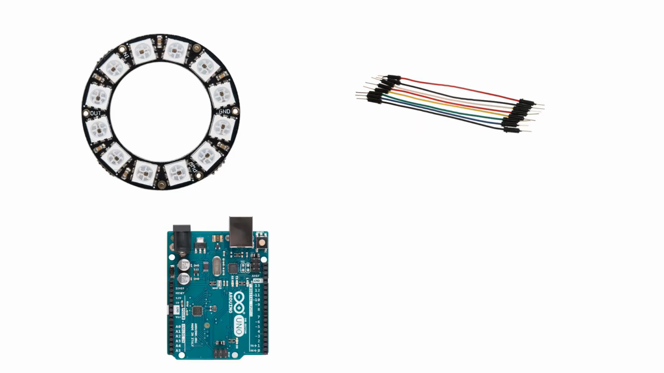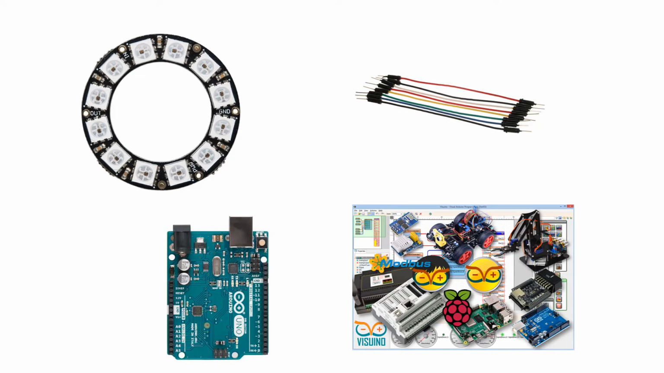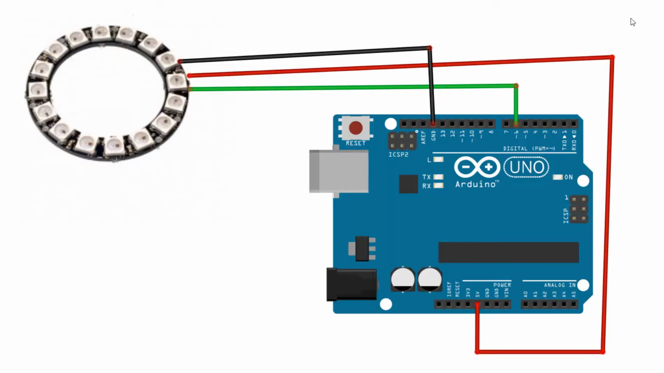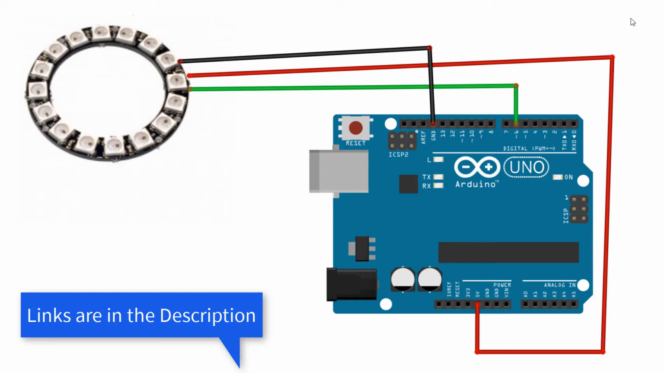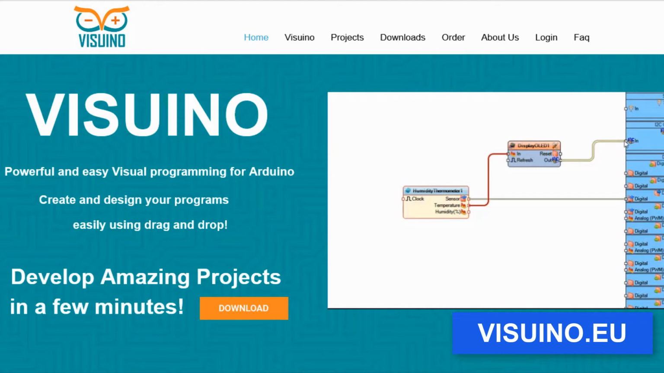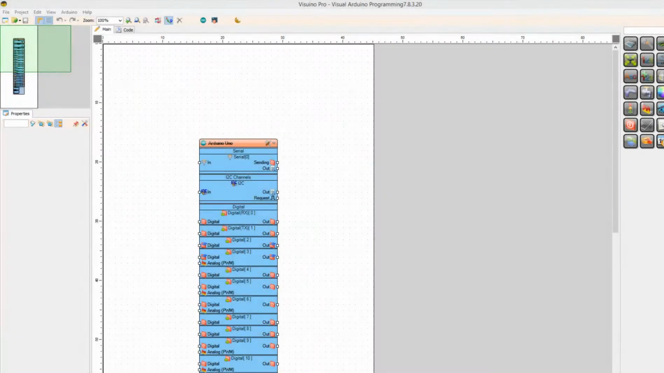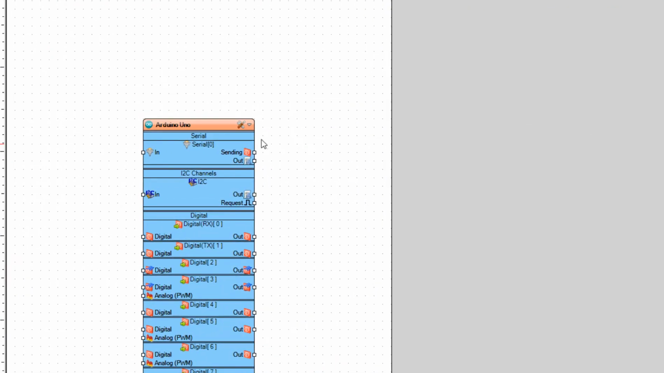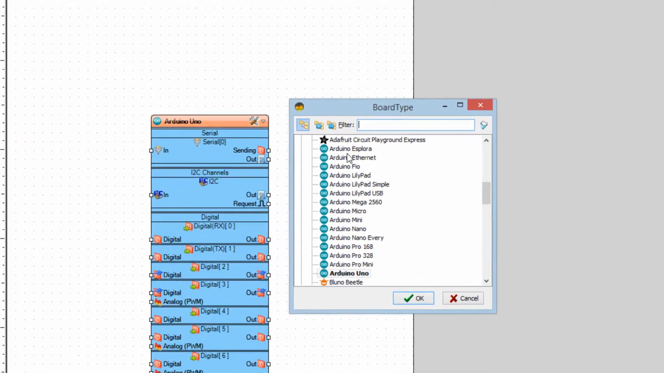For this project you will need a NeoPixels LED ring, some jumper wires, Arduino board and Visuino program. Wire everything according to this schematic. Go to website and download and install Visuino program. Start Visuino and select the board. In our case it is Arduino Uno.